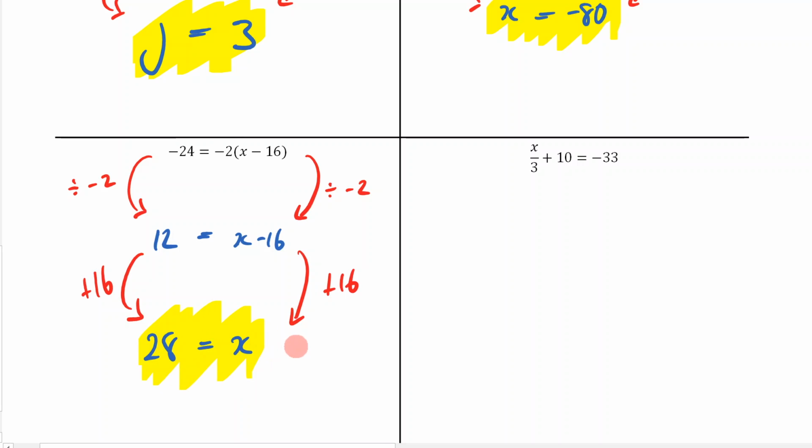All right, the last one. Pause the video, give it a go yourself before you watch me do it. All right, hopefully you paused. If you didn't, you're only robbing yourself here. It's important that you pause to give it a go yourself.